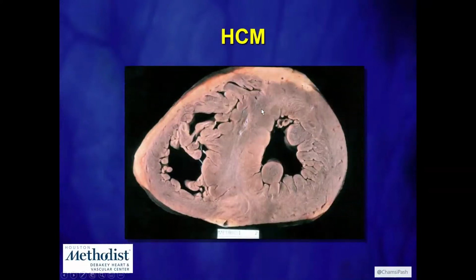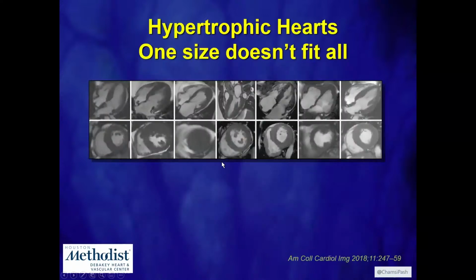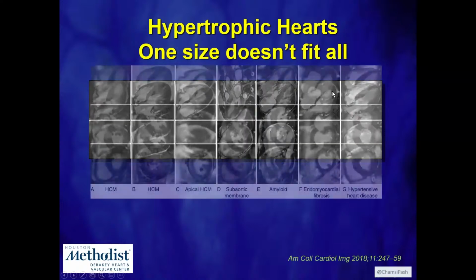This is basically exactly what we see on autopsy study with this asymmetrical septal hypertrophy of the left ventricle, along with myocardial fibrosis in white. Now, the hypertrophic hearts that we see on MRI, one size does not fit all. So we have the basal septal hypertrophy HCM, the more diffuse hypertrophy of the HCM, the apical HCM, the subaortic stenosis. We also have the amyloid cases and the endomyocardial fibrosis.